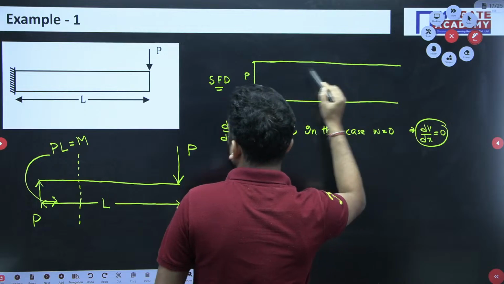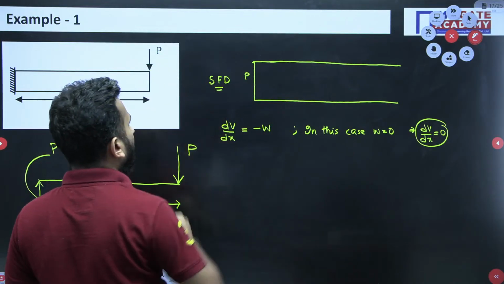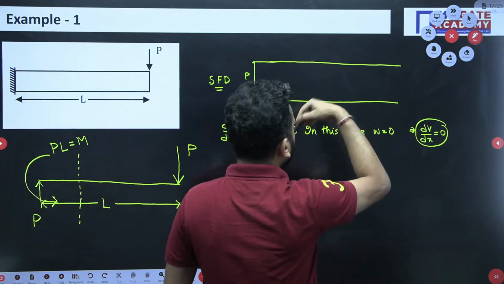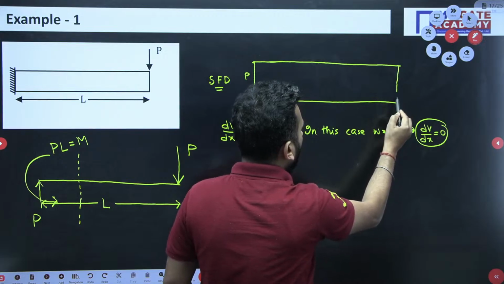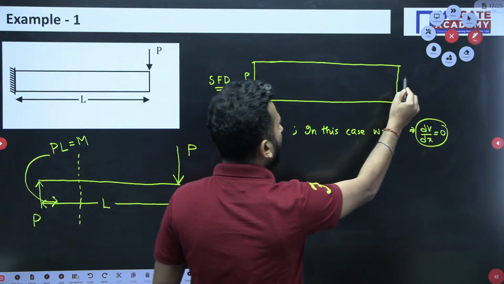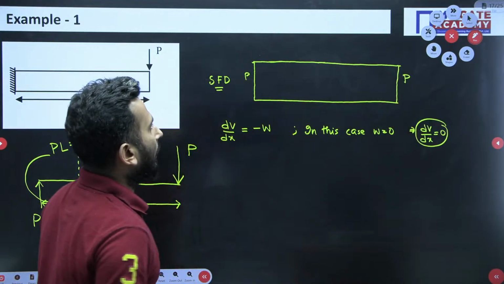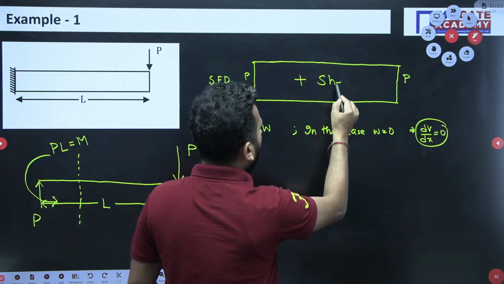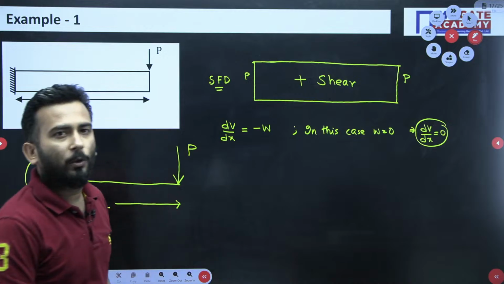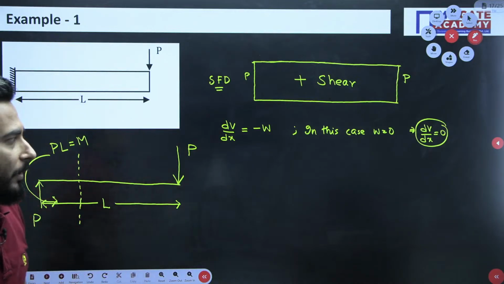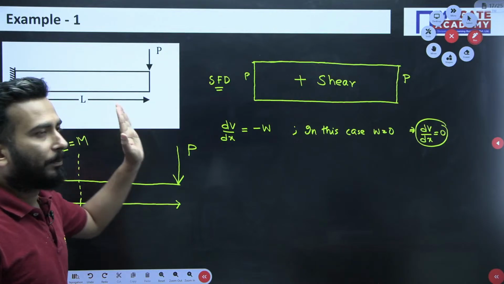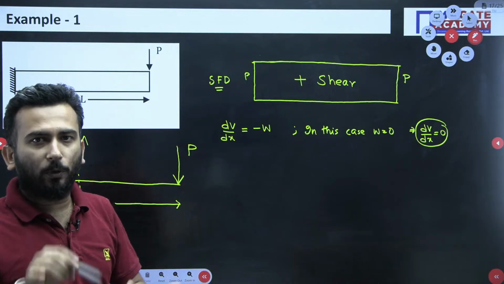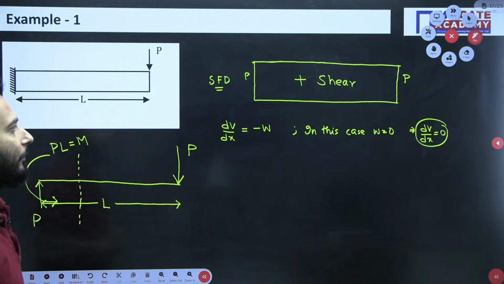But once you reach here, a point load comes into the picture, acting in the downward direction. So you draw by the magnitude of P. So this is your positive shear, and this is your SFD. I already told you the meaning of positive shear: positive shear means throughout the beam the shear force is trying to rotate the beam in the clockwise sense.